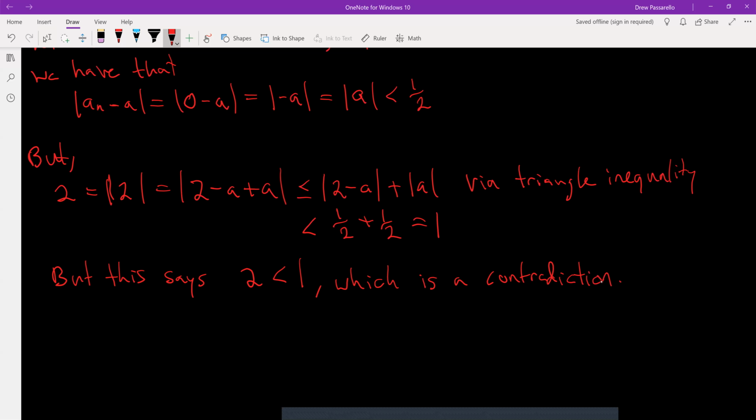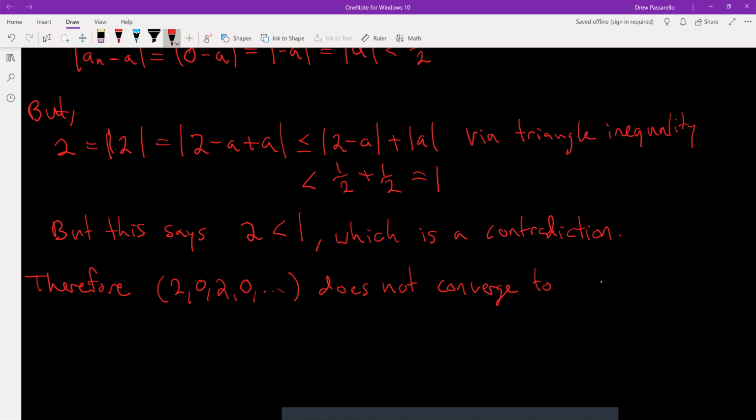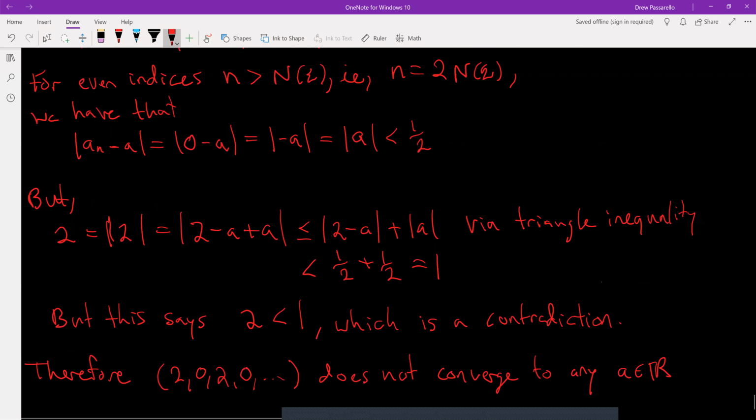All right, and then we're done. So therefore, our sequence does not converge to any number a. Okay, so that completes the proof.